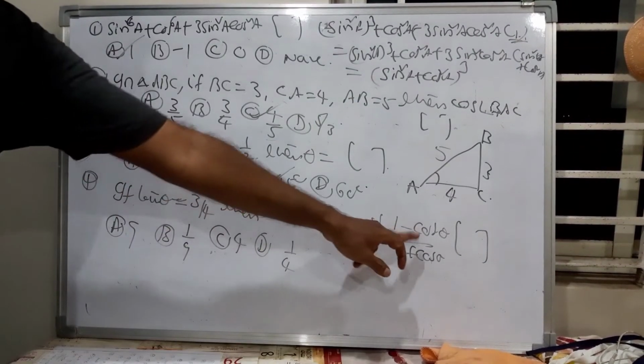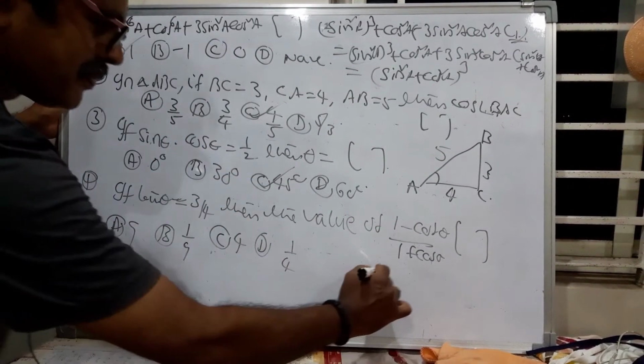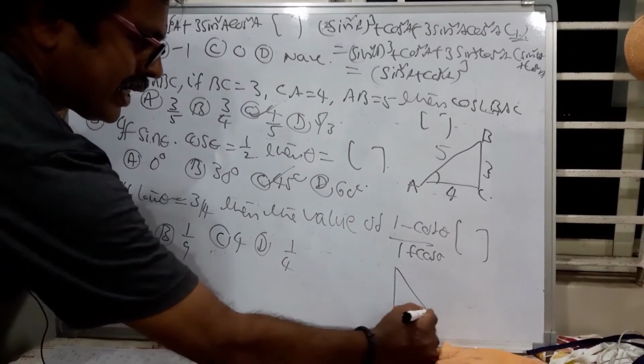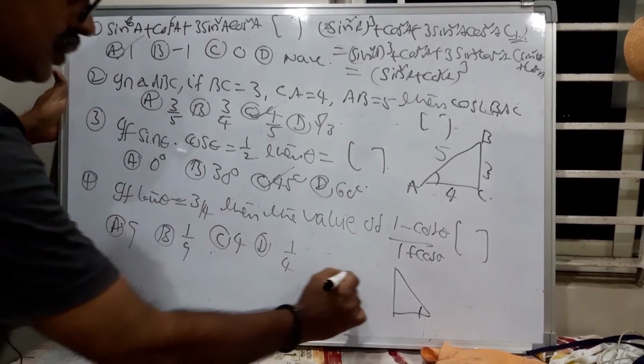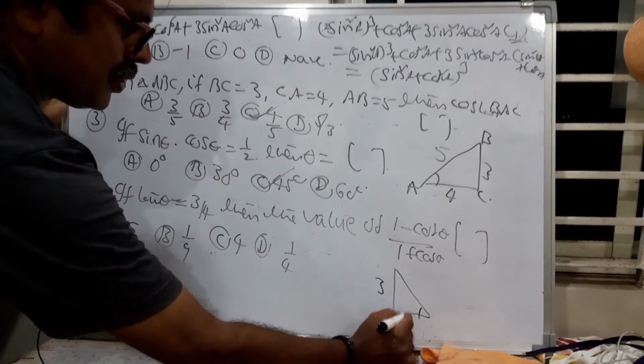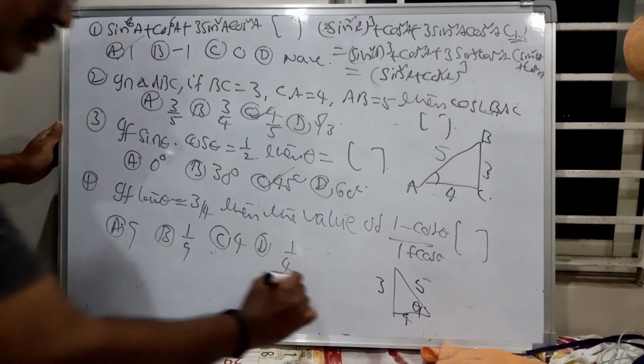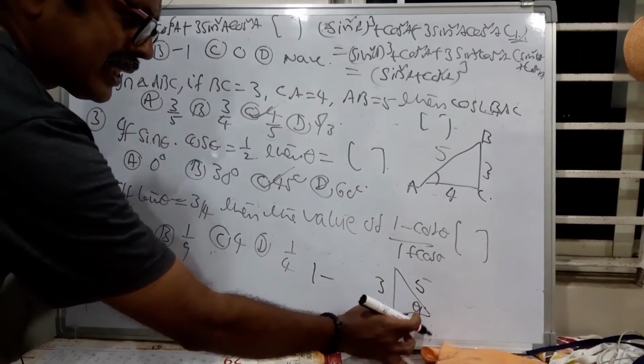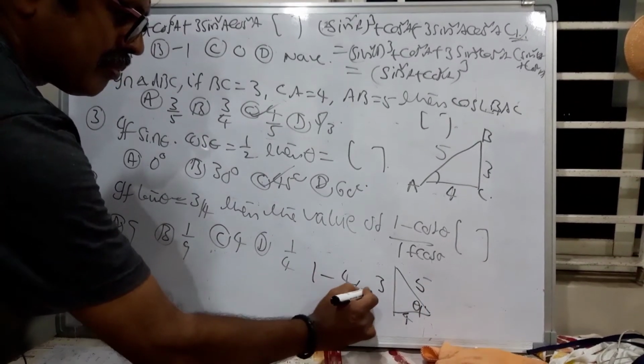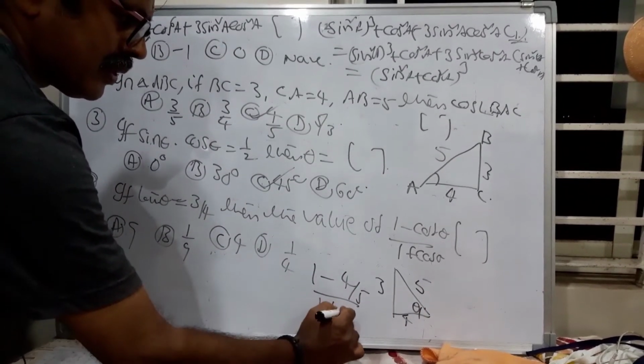Tan theta is equal to 3 by 4. Then find the value of 1 minus cos theta by 1 plus cos theta. Let us have a rough diagram here. Theta, 3, 4, so the hypotenuse will become 5. 1 minus cos theta by 1 plus cos theta. That means 1 minus 4 by 5 by 1 plus 4 by 5.